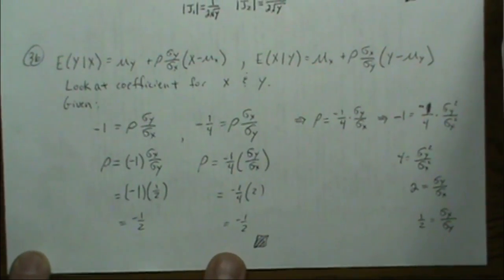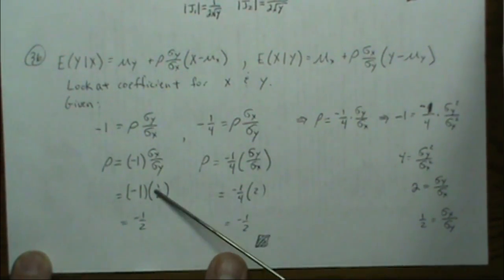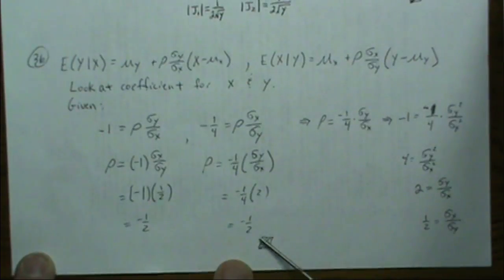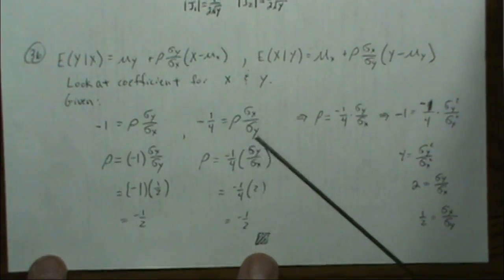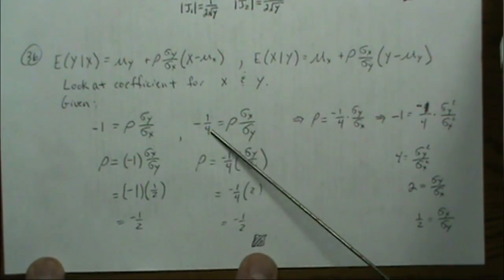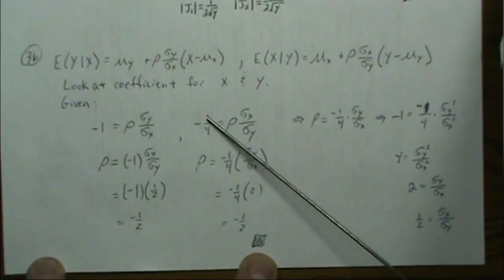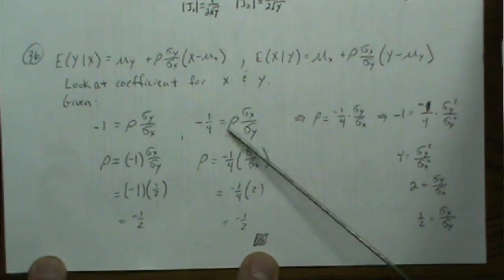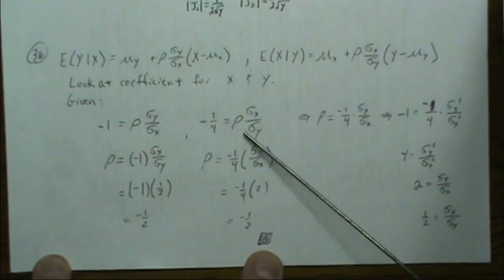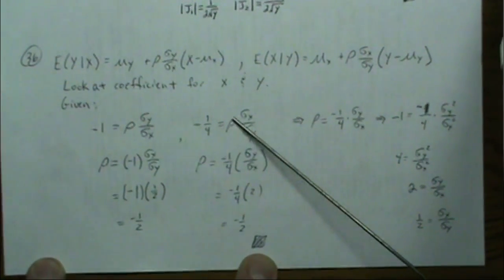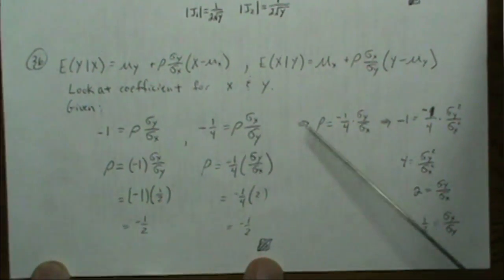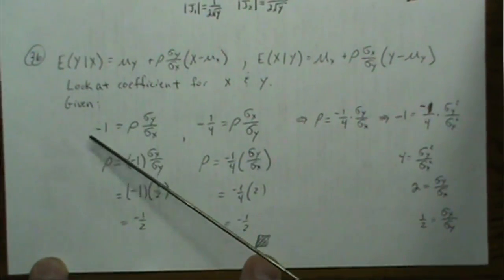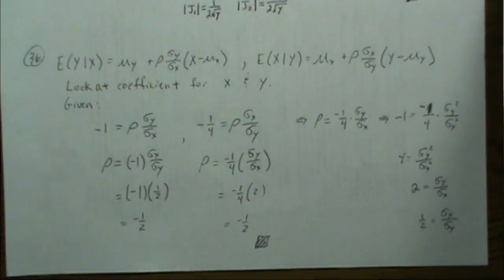Then we can put that back into our equations to solve for the correlation, and we get -1/2 in both cases. Now, you could take these two times each other, and so this number times that, and then this times that, and these standard deviations cancel, leaving rho squared. You take the square root, and then you have to find out whether it's positive or negative, and you look at the sign in front of these coefficients.